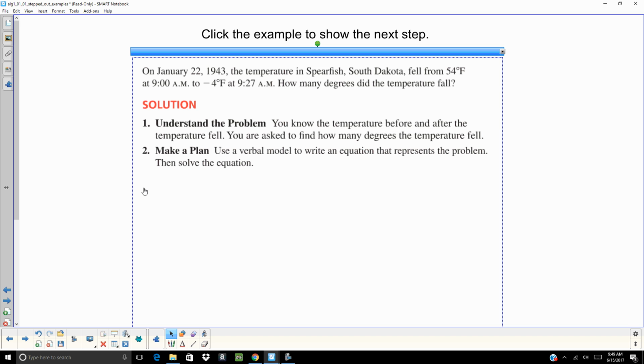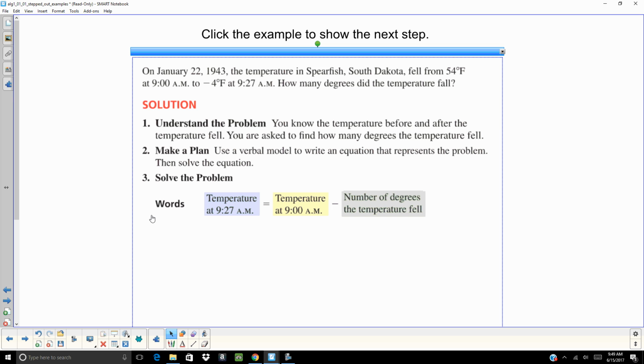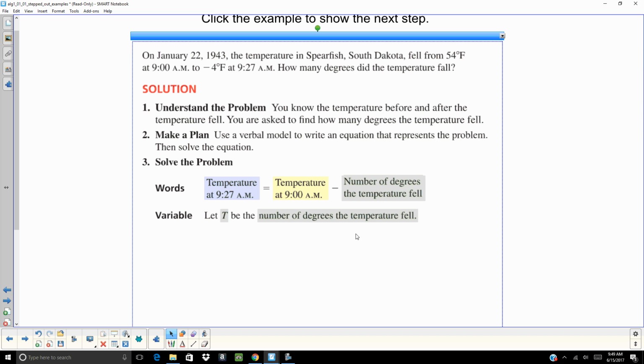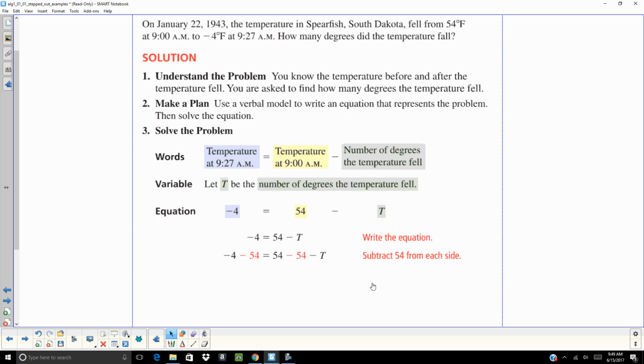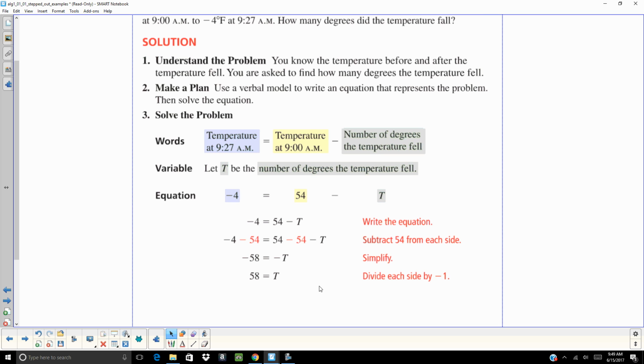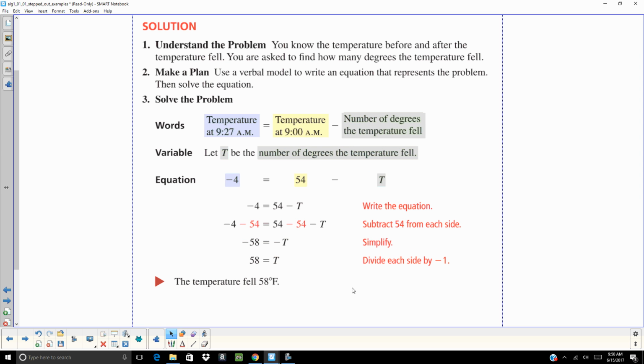I'm going to use a verbal model to write an equation that represents, and then I'm going to solve. So the temperature at 9:27 equals the temperature at 9 minus the number of degrees the temperature fell. Well, and I'm going to let T be the number of degrees the temperature fell. That's called defining my variable. Putting in a variable and saying what it's going to represent. So -4 equals 54 minus T. I'm going to subtract 54 from both sides of that equal sign. And I get -58 equals -T, or T equals 58. So the temperature fell 58 degrees in approximately half an hour.